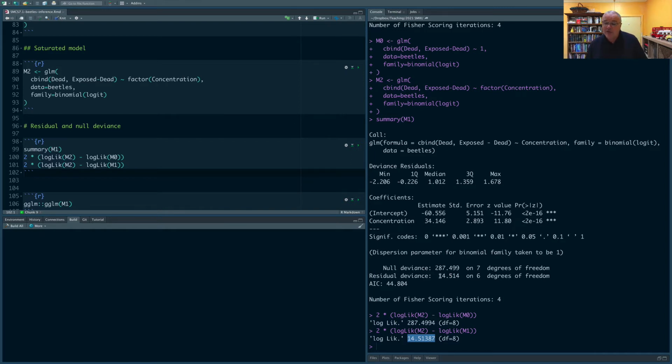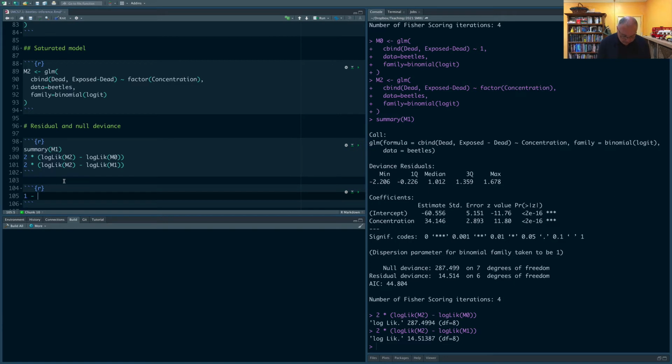We can actually use this number to say, how good is our model doing? We know that this should have a chi-squared with 6 degrees of freedom. So you can do a quick calculation. I'll put it over here so we've got it. Let's go up here. I'm going to go 1 minus p chi-squared. Then I'm going to put in that value, the 14.514, and the degrees of freedom will be 6. So what we're doing is saying we've got this deviance, and we're saying, is it significant?